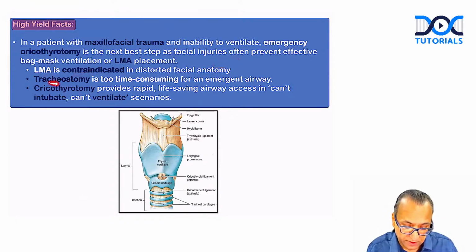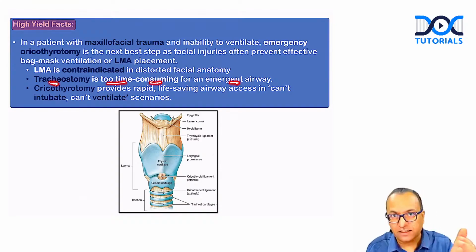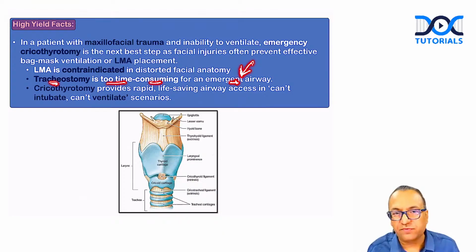Tracheostomy is too time consuming for an emergency, and it requires a specialist also. Whereas, yes, ENT people, I need their comments, because I am having knowledge of ENT. I read ENT books, but ENT specialists will always be better than me, of course. I'm a specialist in anatomy. Anatomy, I will be better.